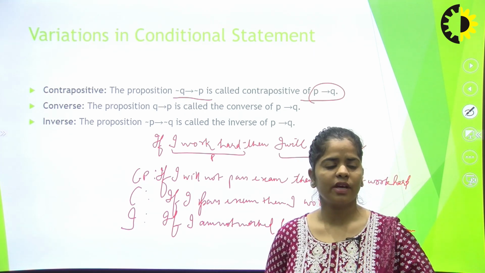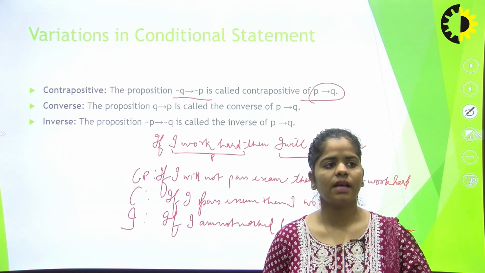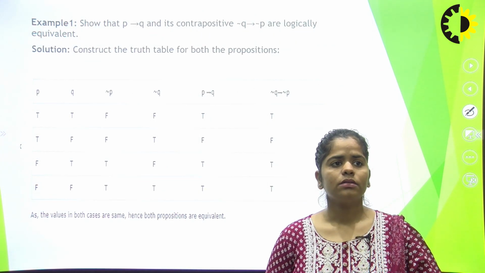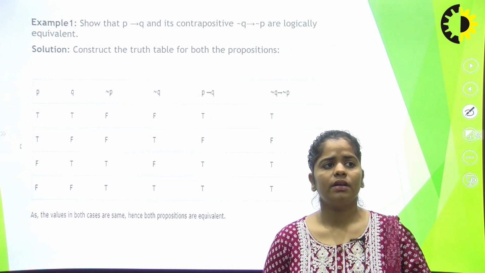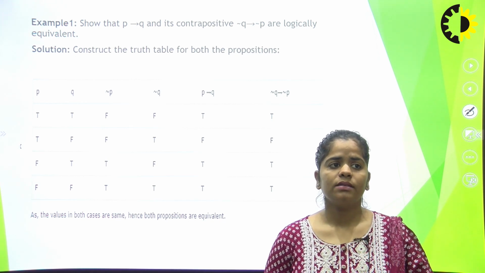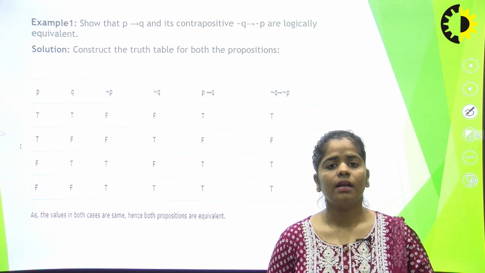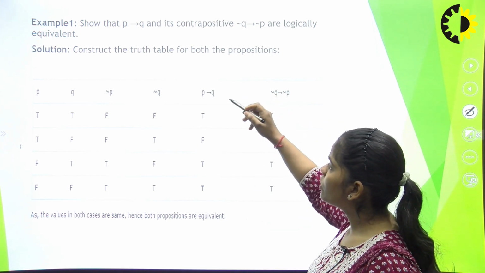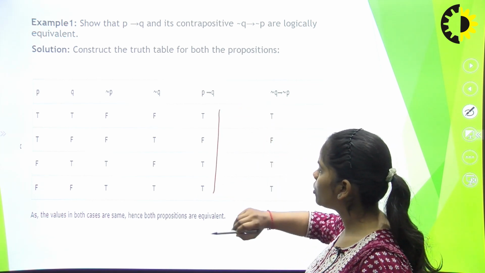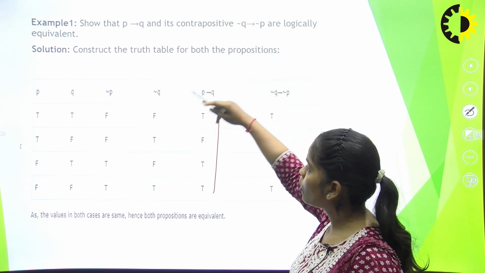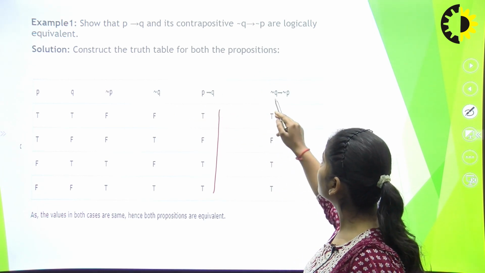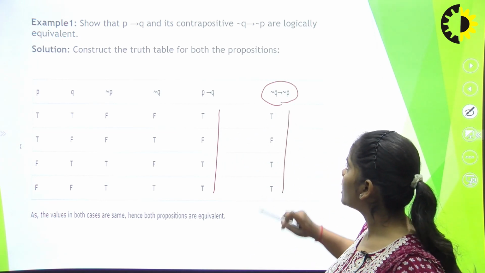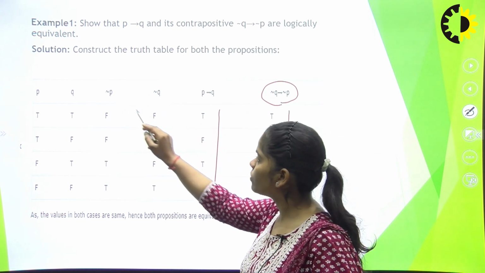So these are some variations which we do in conditional statements: contrapositive, converse and inverse. Here we have an example in which we have to show that P implies Q and its contrapositive are logically equivalent. First, you find P implies Q by this process, and we get not of P and not of Q here, by which we get the contrapositive relationship between the two, and we get the table as not of Q implies not of P.